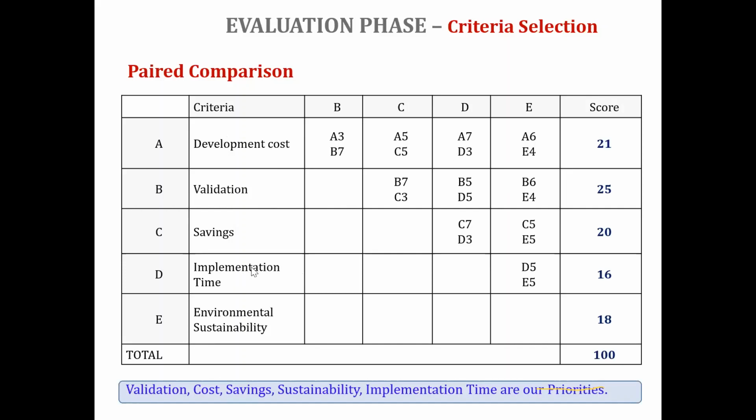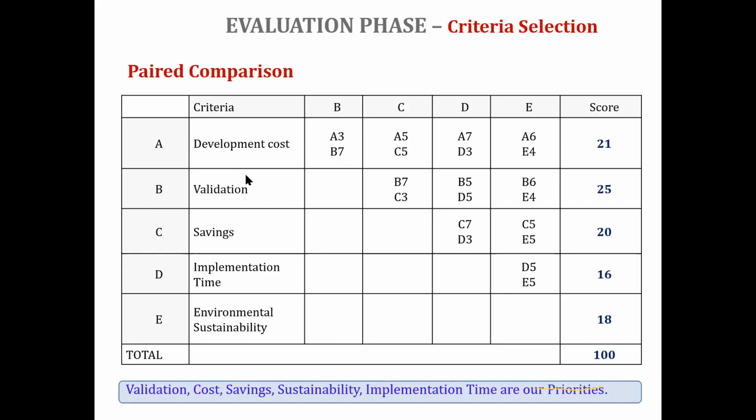D means implementation time. So, I'm going to compare A with E. A is nothing but development cost, and E is nothing but economic sustainability. So they gave 6 points to A and 4 points to E. Okay, good. So far, I think you understood. If any doubt, you ask me. Immediately put it in the chat box, or unmute and then ask me.